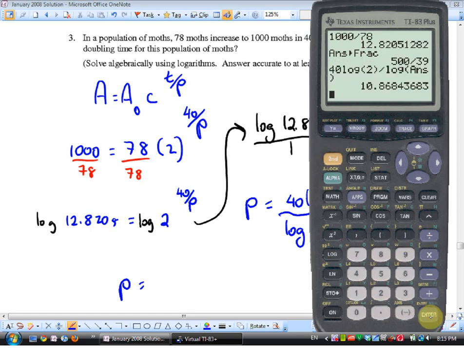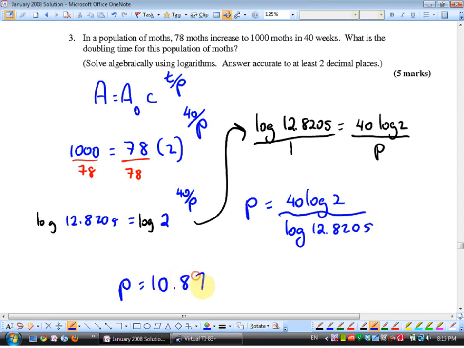I get 10.87 weeks. I've rounded off properly. They want me to go to two decimal places, so I'm okay.